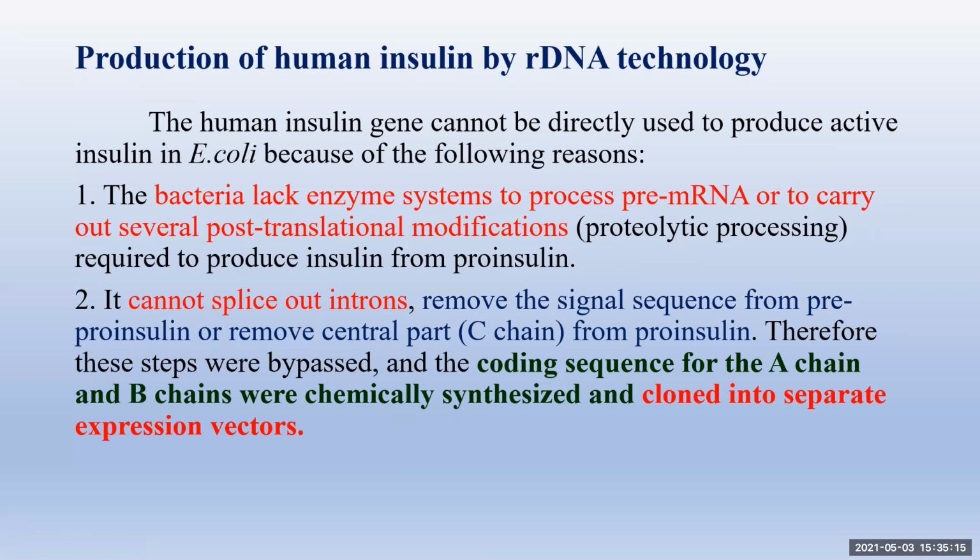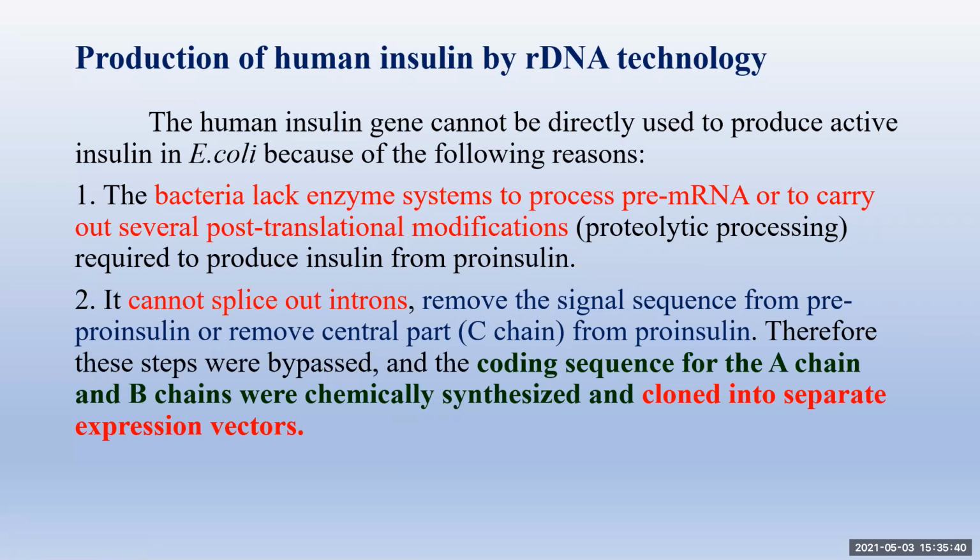Now, how to produce human insulin by recombinant DNA technology? Insulin is a hormone required by mammals, for example humans, for metabolism of glucose in the blood. How do we produce this protein or hormone by recombinant DNA technology? The human insulin gene cannot be directly used to produce active insulin in E. coli. Why? Because of the following reasons.